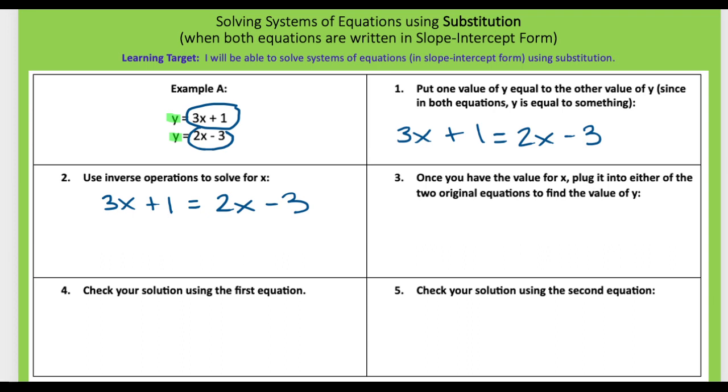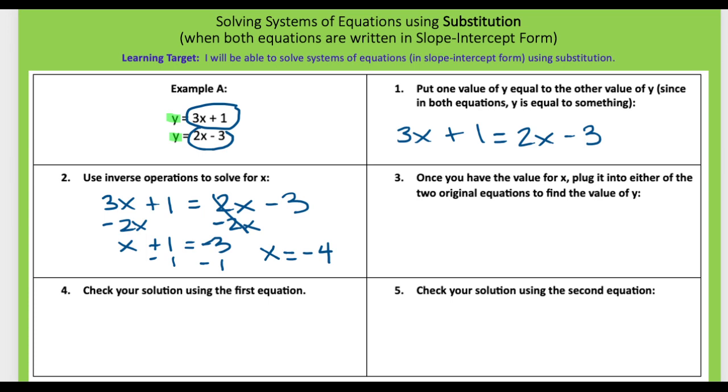I'm going to do that by first subtracting 2x from both sides. When I subtract 2x from the right side of my equation, it cancels out. And when I subtract 2x from the left side, 3x minus 2x is just 1x, or x. So then I have x plus 1 equals negative 3. Now I'm going to subtract 1 from both sides. Negative 3 minus 1 is negative 4. So I found the value for x.